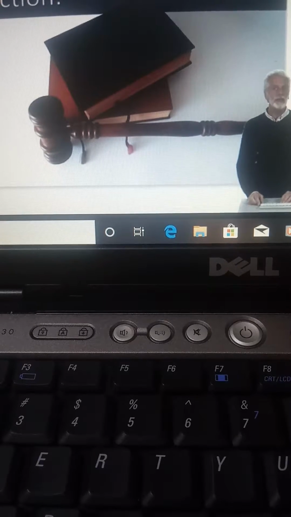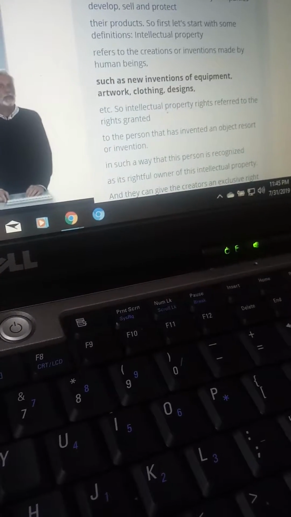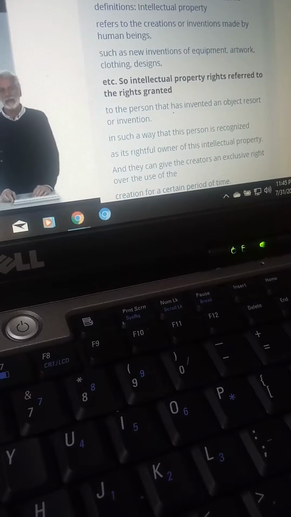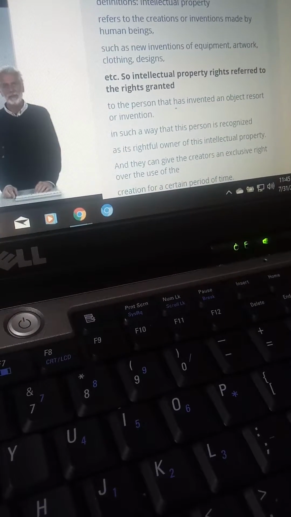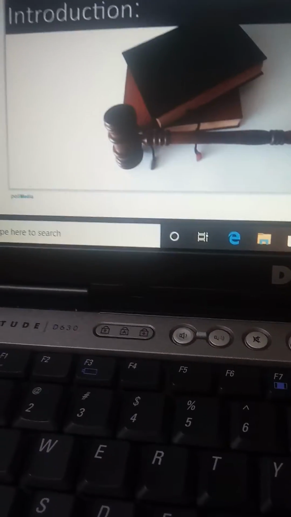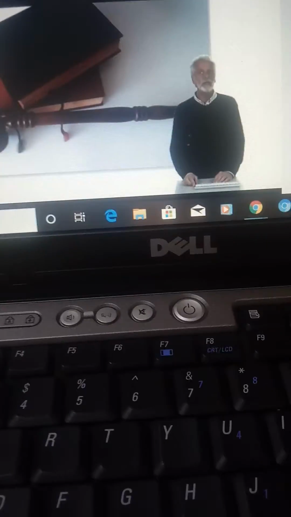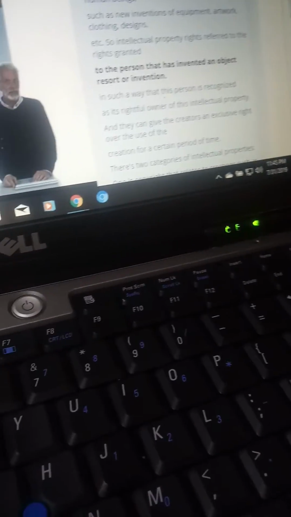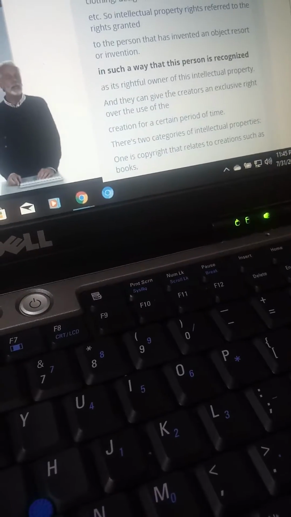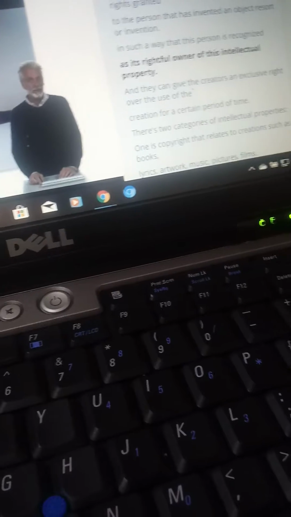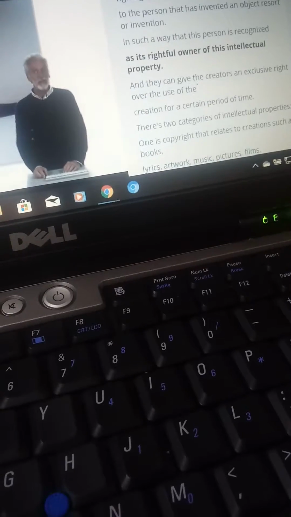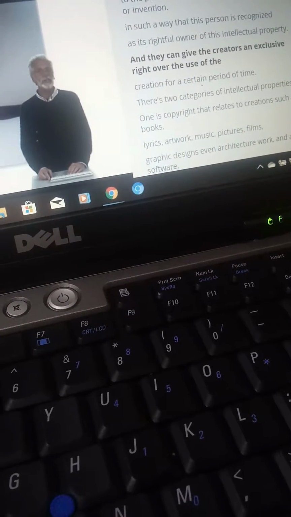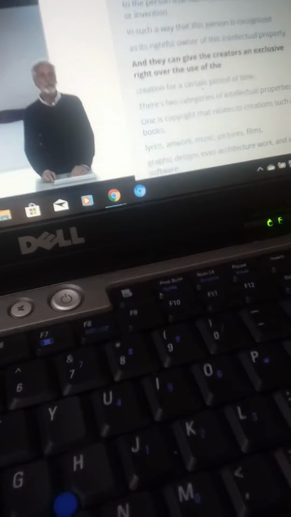Intellectual property refers to the creations or inventions made by human beings, such as new inventions of equipment, artwork, clothing, designs, and so on. Intellectual property rights refers to the rights granted to the person who is the creator of an object, resource, or invention, in such a way that he is recognized as its rightful owner. They give the creators an exclusive right over the use of their creation for a certain period of time.